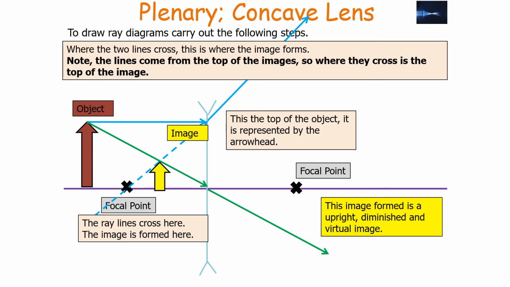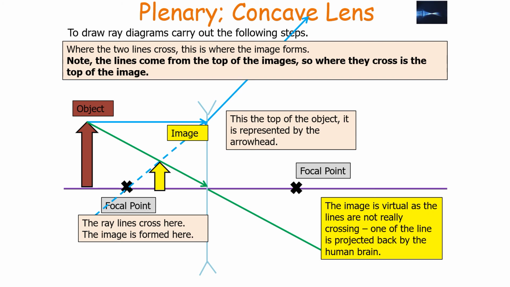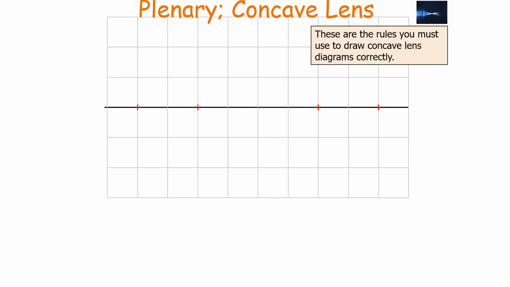So the image formed is upright, it's diminished, and it's a virtual image. The image is diminished as the image is smaller than the object, as you can see by measuring the heights of them. The image is upright as the image and object have the same orientation, and the image is virtual as the lines are not really crossing each other. One of the lines is projected back by the human brain. It is imaginary. So there's not actually an image forming here. It's an illusion from our brain projecting that line back. So therefore it's a virtual image. So these are the rules you've got to use when you draw concave lens diagrams correctly.